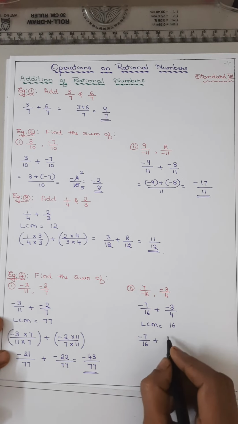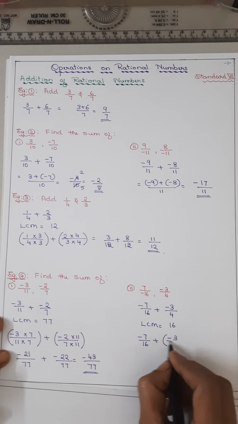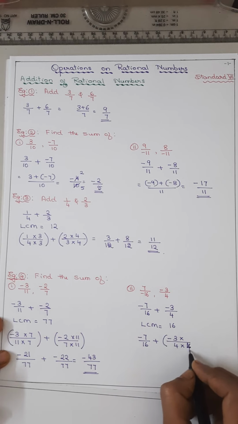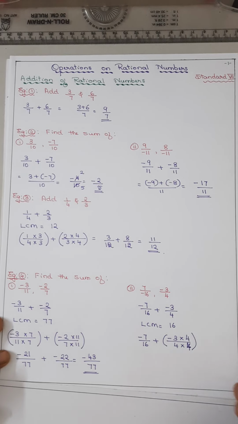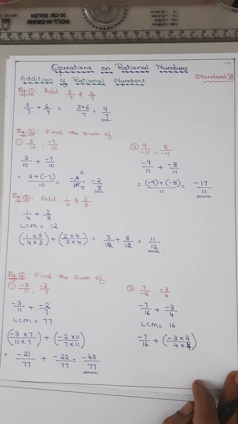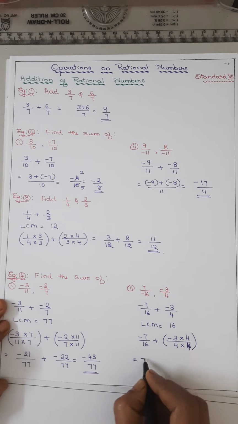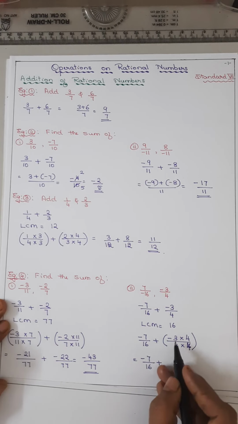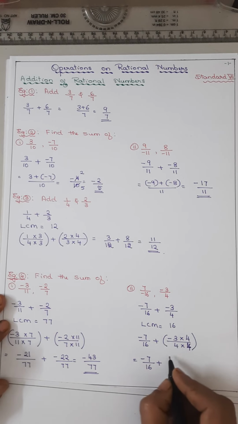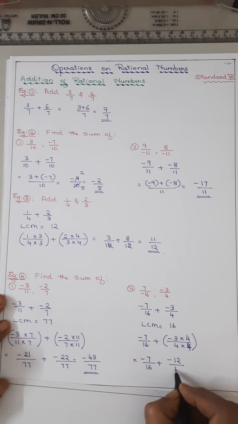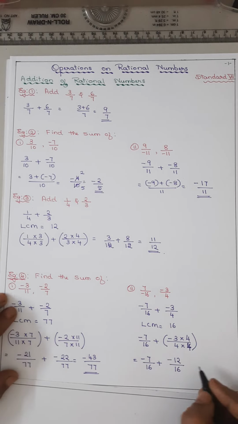But the second one we have to convert, minus 3 by 4, into 16. 4 4s are 16. So multiply numerator and denominator by 4. So you get minus 7 by 16 plus, when you multiply minus and plus, it will be minus, 3 4s are 12 upon 16, 4 4s are 16.